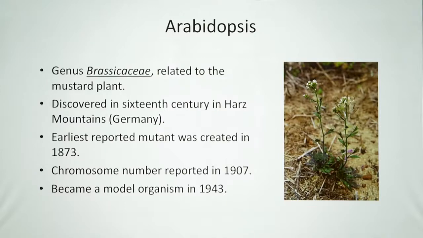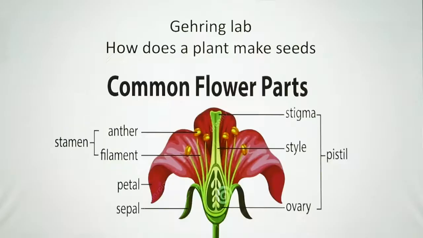It was discovered in the 17th century in the Harz Mountains of Germany. The earliest reported mutant was created in 1873. The chromosome number was first determined in 1907, and it became a model organism in 1943. So this little plant has been around for a very long time and has sponsored a lot of great careers in science. The Gering lab studies how plants make seeds.